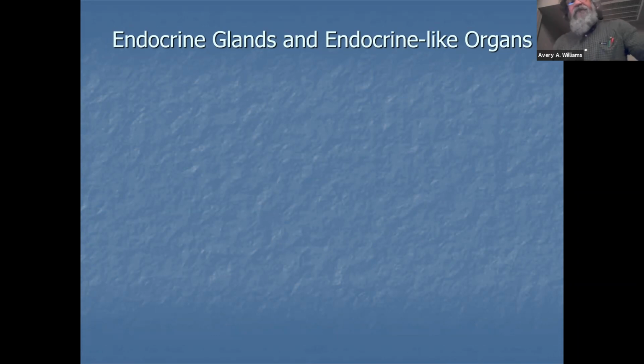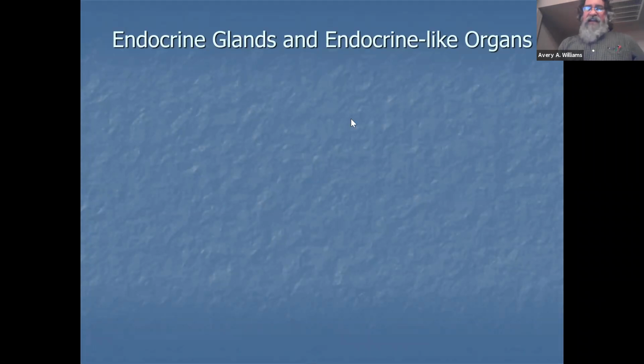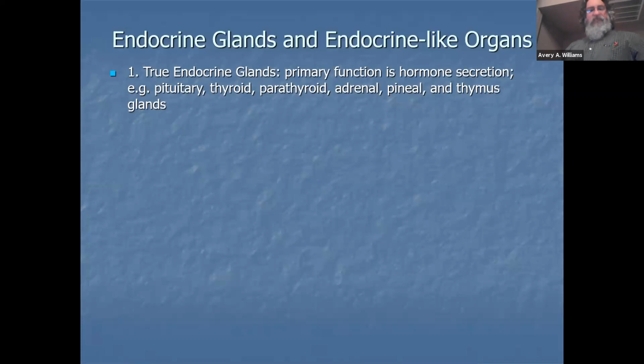But then we have your just endocrine glands, just regular glands that you would think of normally as an endocrine gland. And then you have other things that produce hormones too. And so you have endocrine glands and endocrine-like organs, all right? And so I have one other classification scheme to group all the members of the endocrine system. And it begins with, first, true endocrine glands.